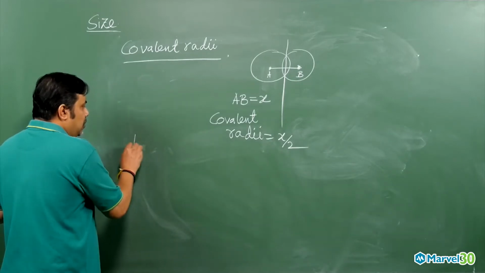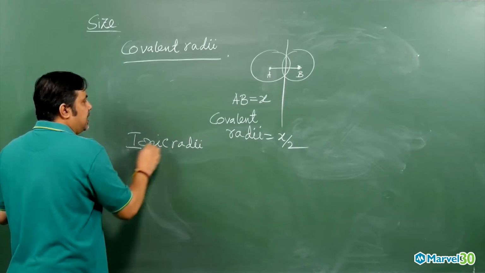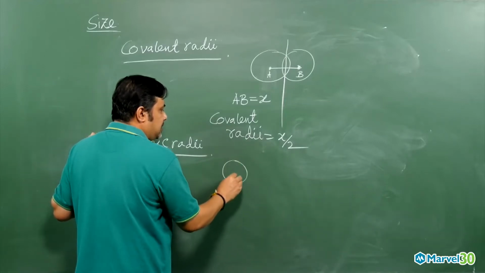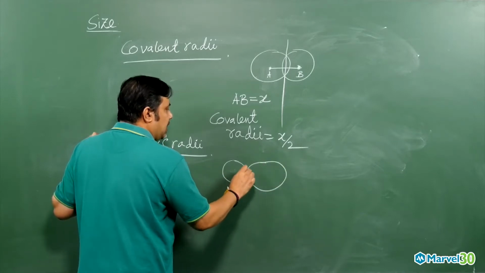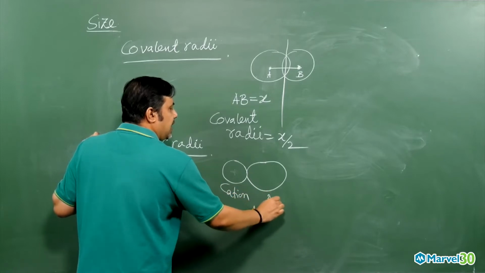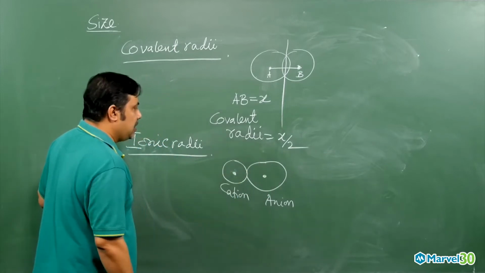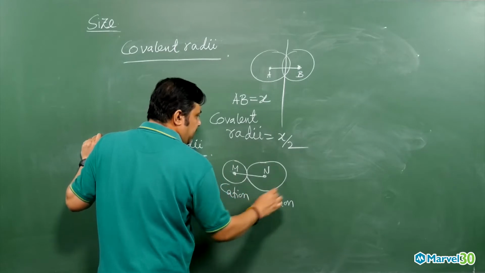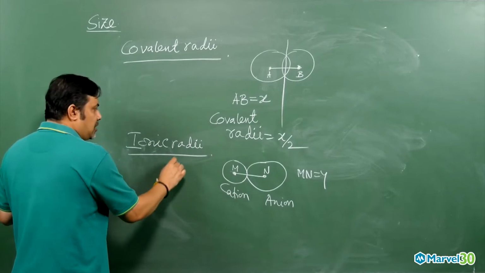Then ionic radii. What is ionic radii? Ionic radii concerns the two ions, cation and anion. Generally the cation will be smaller in size and the anion larger. They just touch each other. This is a cation and this is an anion, and these are the nuclei of the cation and anion. Suppose I call the distance between them y. Then the ionic radius will be what?